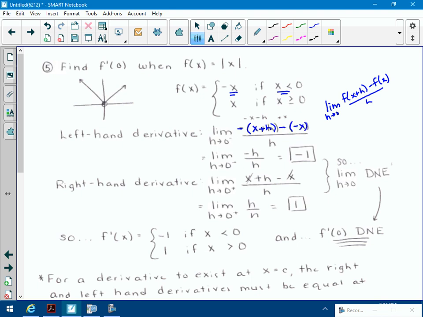So this is really negative x. It's showing up here. I'm distributing the negative. So negative x minus h plus x. The x's cancel. So I'm left with negative h over h. So the derivative from the left just reduces to negative 1.